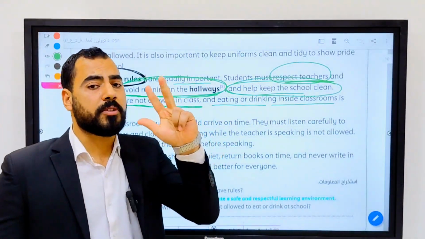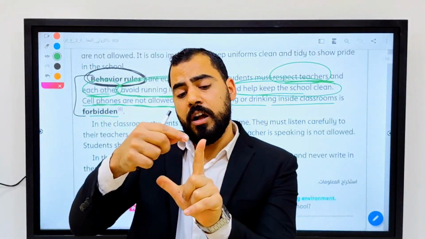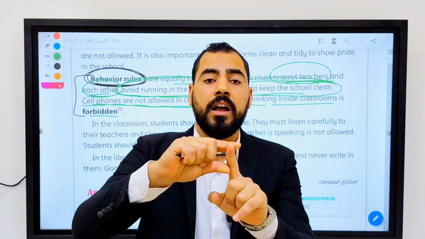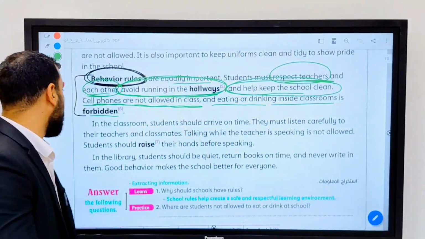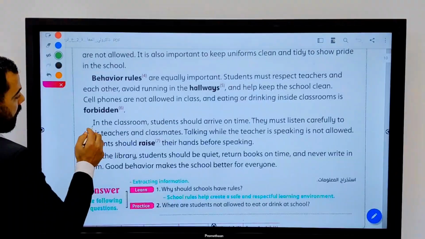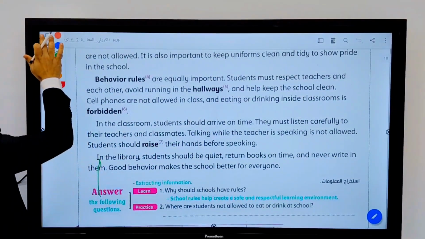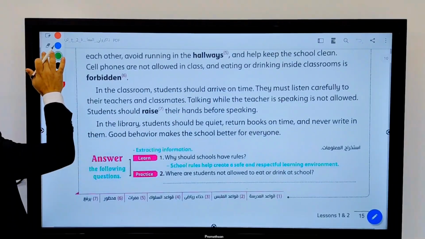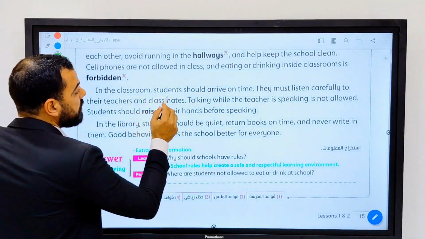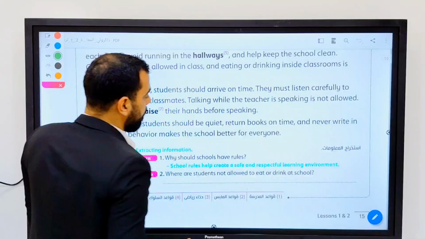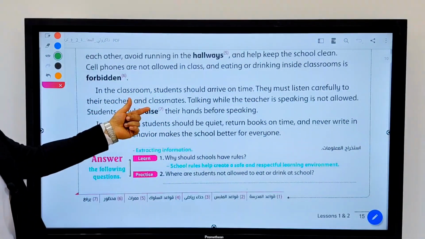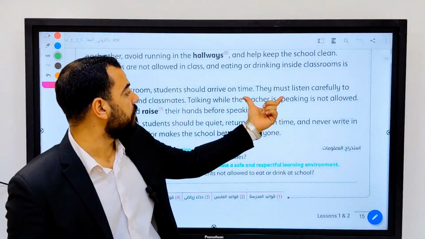So this is rule number 2, or side number 2. Dress code is number 1. Behavior rules is number 2. In the classroom, students should arrive on time. So in the classroom, students should arrive on time.